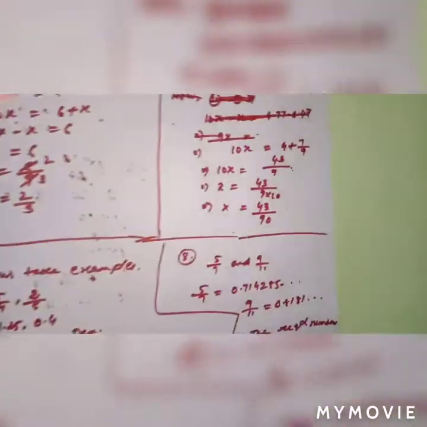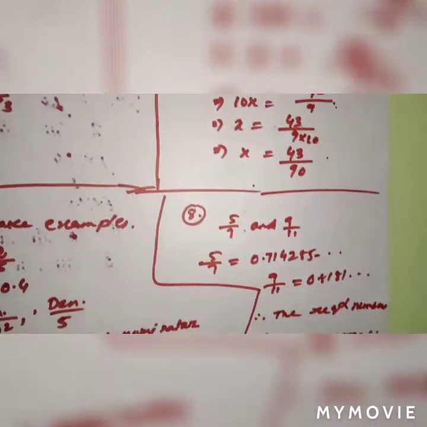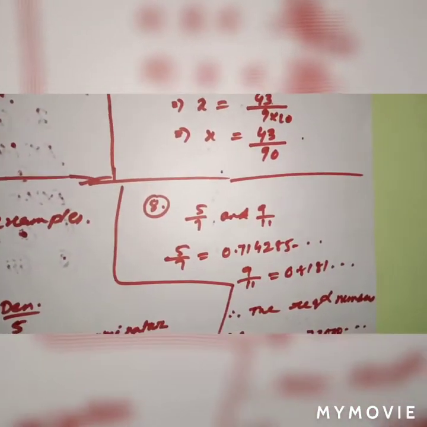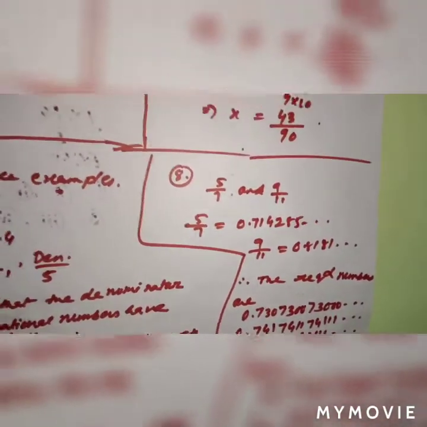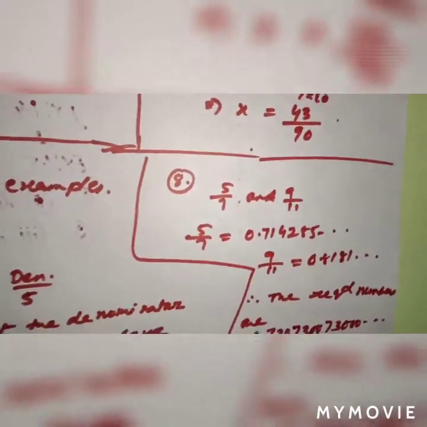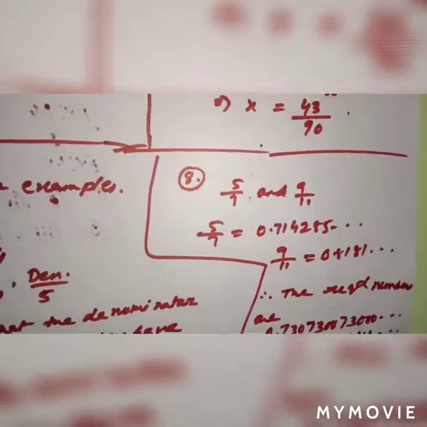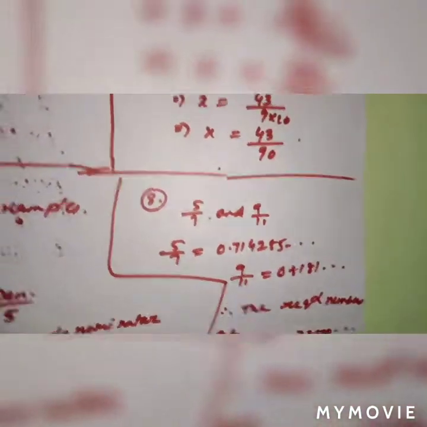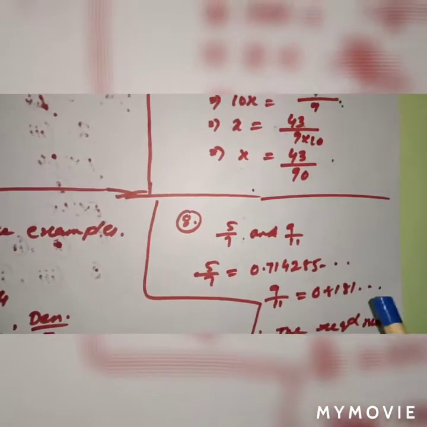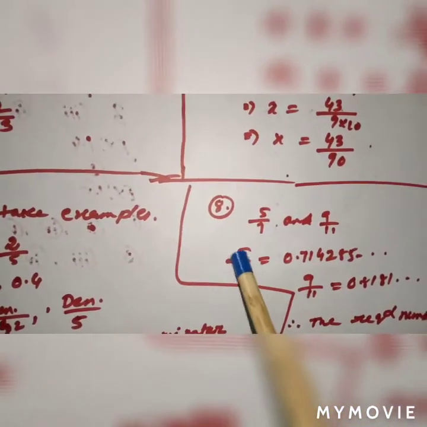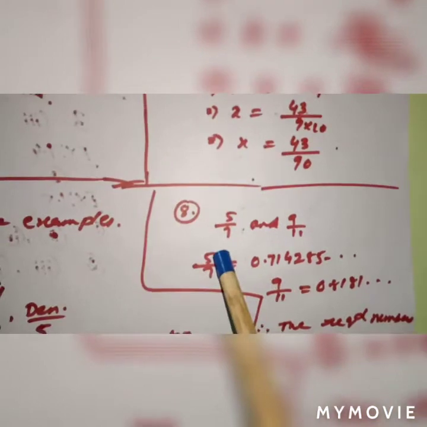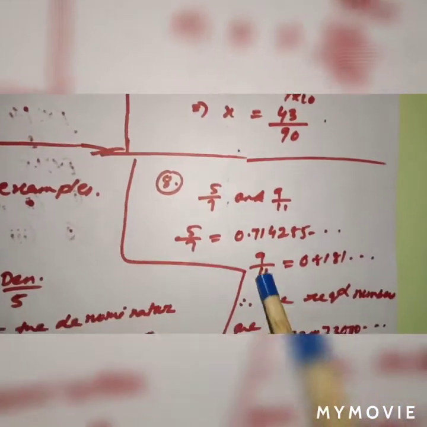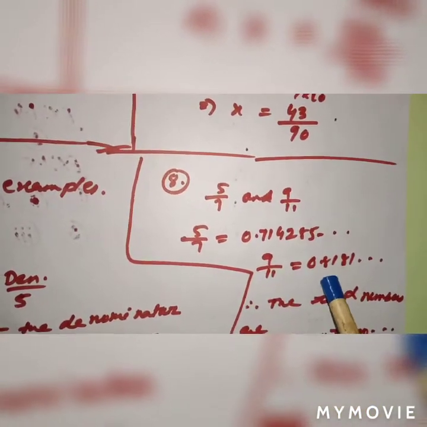Next, question number 8. You need to find out 3 irrational numbers between these 2 rational numbers, like 5 by 7 and 9 by 11. Okay, these are rational numbers. So you have to find out 3 irrational numbers between these 2. If you divide 5 by 7, what will you get? You will get 0.714285 and so on, and for 9 by 11, you get 0.81 repeating.